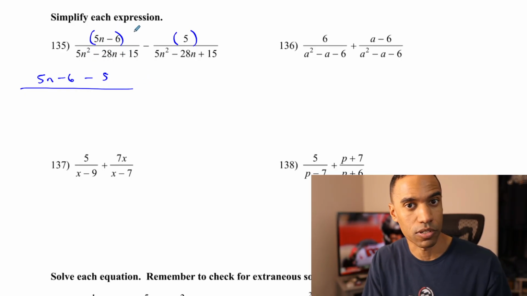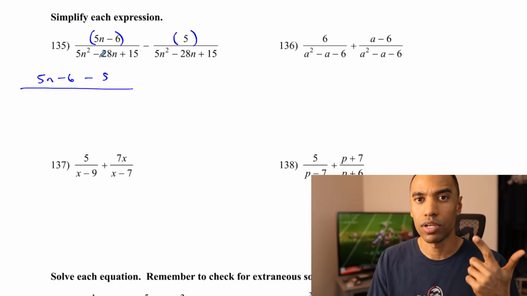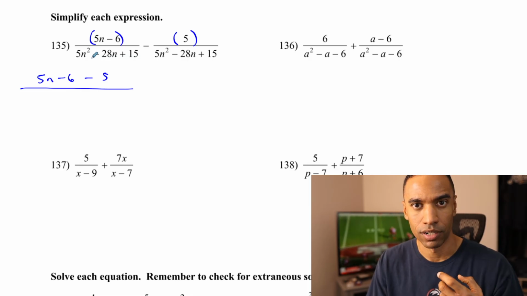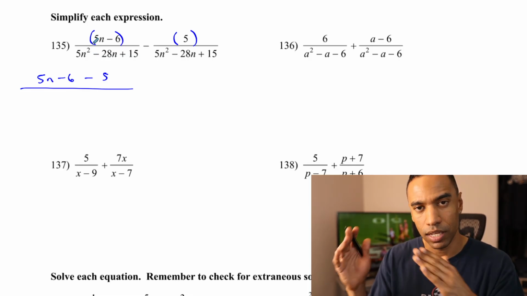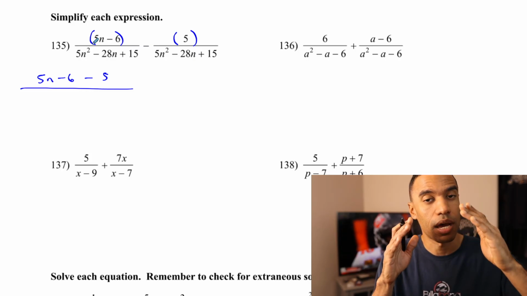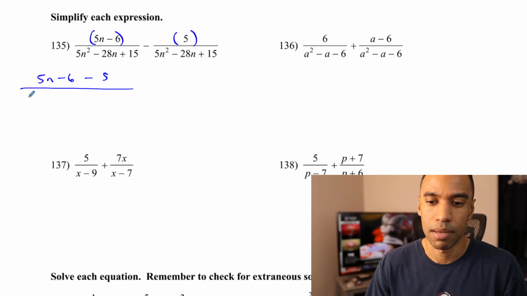It's worth factoring this for a couple reasons. One, to achieve a common denominator if you don't have it, which we do. Two, to find our restrictions, because we still got to find those. And three, if there's a common factor on top and bottom, then we can divide and cancel them and actually simplify it more. So I'm going to attempt to do that.